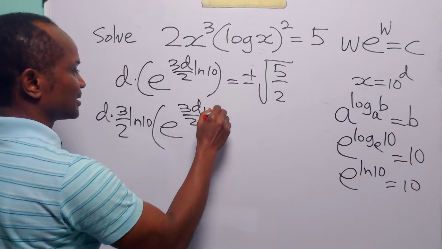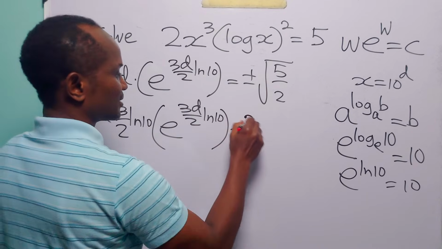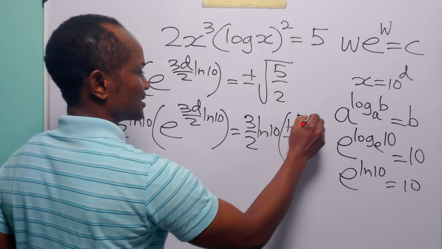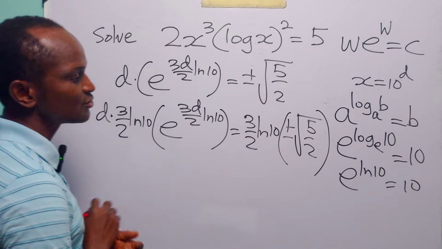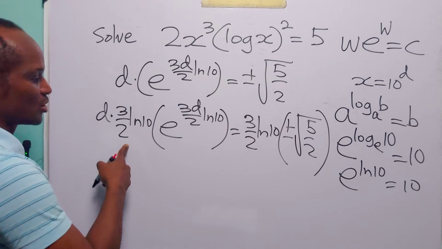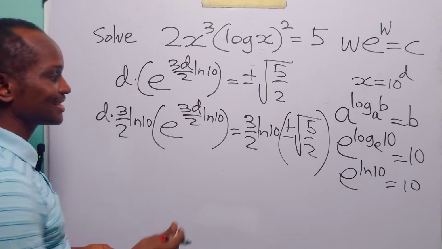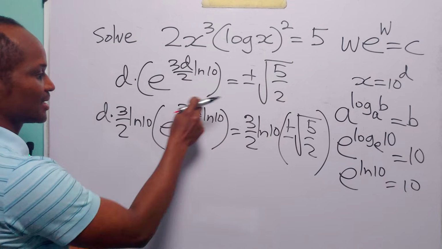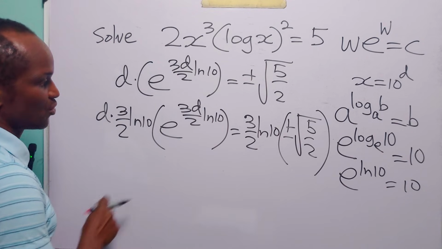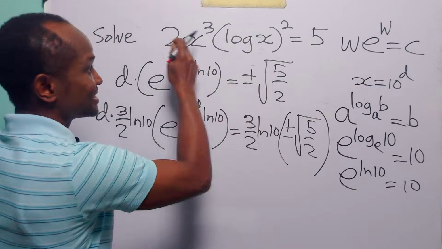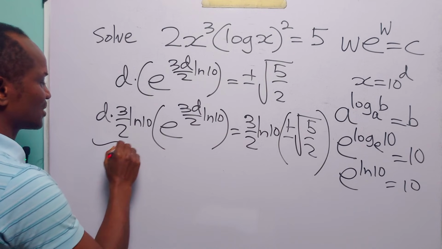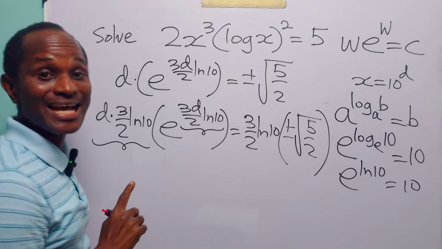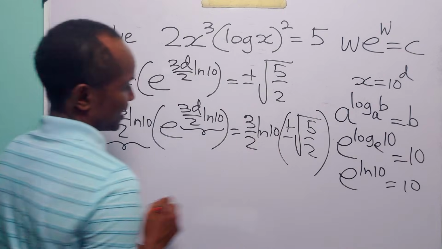is equal to 3 over 2 ln 10 multiplied by plus or minus the square root of 5 over 2. Now, you can see that what we have as the multiplier is exactly the same thing that we have in the exponent, 3d over 2 ln 10. So, we have finally succeeded in getting this equation into this form. What we have here is exactly the same as what we have here. And what we have on the right-hand side of the equation is a constant.